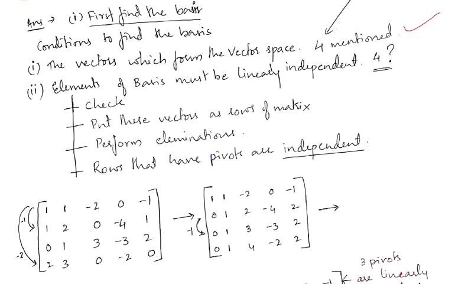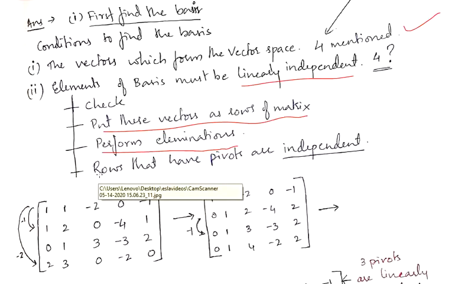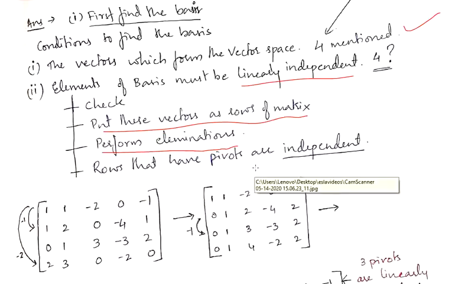What is the next condition? They should be linearly independent. Linearly independent means they should be unique. So how do we find this? The procedure is, put these vectors in the rows of a matrix, as I said earlier, and perform the elimination, the normal row and column operations which we did in the previous classes. After performing the eliminations, the rows that have pivots are independent.